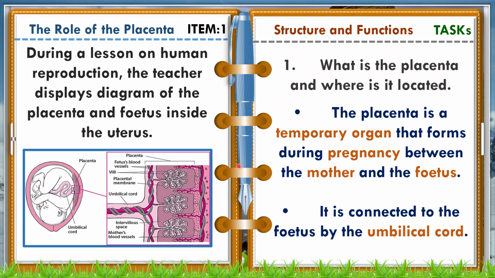So we have seen, as we have explained here, that the placenta is a temporary organ that forms during pregnancy, and it is between the mother and the fetus. And we say that it is connected to the fetus by the umbilical cord. So we can continue.